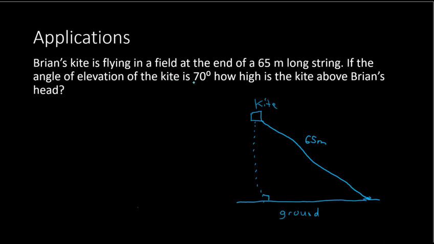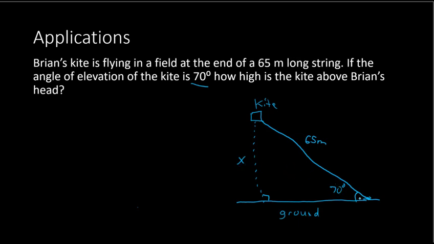And then we know the angle of elevation is 70 degrees, which is this angle right in here between the horizontal line of sight and going up to the object. So that is 70 degrees. And what we're trying to find is the height. How high is the kite above Brian's head? And that would be this unknown side right here. So this is our picture that we can use to then solve.